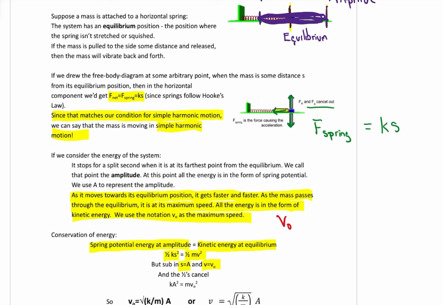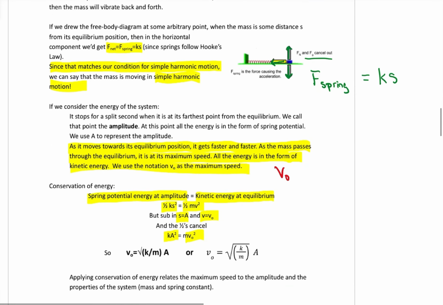The 1/2s cancel out, so instead of 1/2 ks squared, I get kA squared. And instead of 1/2 mv squared, I get m v naught squared. If I clean it up and flip things around, I get this cool equation. Maximum speed equals root k over m times A, or if I type it in a better equation editor, the fraction looks a little bit better, all under the square root sign. Maximum speed equals root k over m multiplied by amplitude. That's our first simple harmonic motion equation.